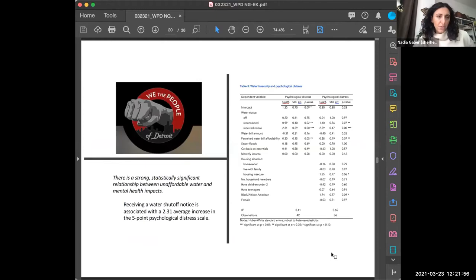And then, these are just from the paper that we ultimately ended up publishing, showing that, yes, we were able to statistically correlate having water shut off to increased incidence of psychosocial distress. So if you had a shutoff, then you had a 2.3 point increase on this 5-point scale of psychosocial distress. So essentially, this is just a way of statistically correlating this specifically to water insecurity. And we believe it's the first study that's actually looked at measuring and quantifying water insecurity in the US.